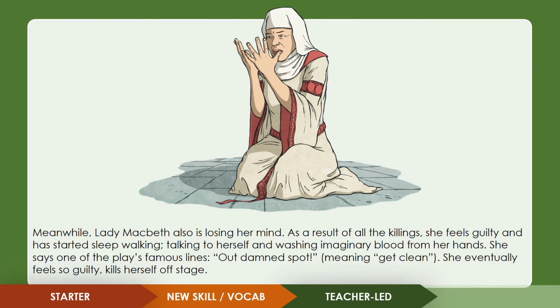So meanwhile, Lady Macbeth is also losing her mind. As a result of all the killings, she feels guilty and has started sleepwalking and talking to herself and washing imaginary blood from her hands. So she says one of the play's most famous lines, out, damn spot, meaning get clean. She eventually feels so guilty she kills herself off screen.